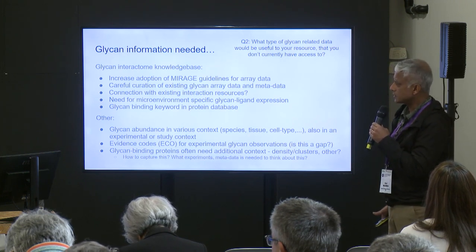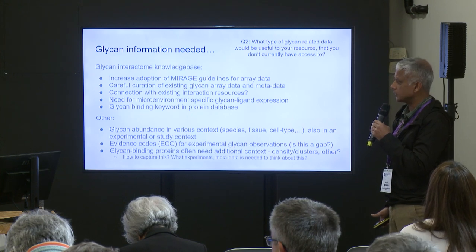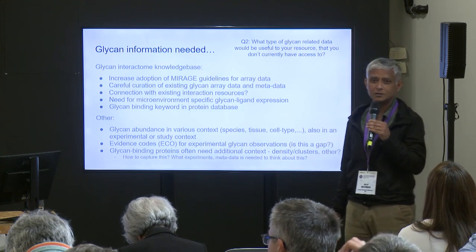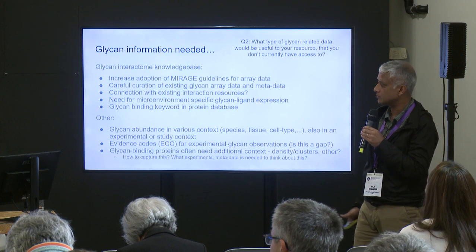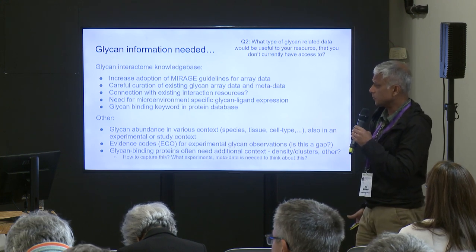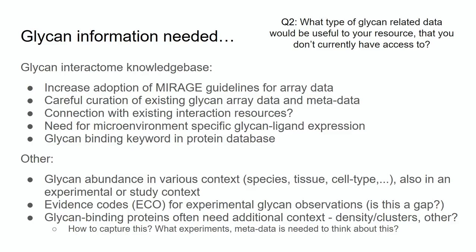Then glycan abundance in various contexts: species, tissues, cell types, and so on, also in an experimental study context. There are a lot of single-cell talks from what I was seeing in the workshop or in the BioCreative conference. Maybe we will hear some of that later on. Use of evidence codes for experimental glycan observation: is that something glycoinformatics resources should start using or consider using? Glycan-binding proteins often need additional context, such as density and clusters. How to capture this? What experiments and metadata are needed to think about this? And that was question two.